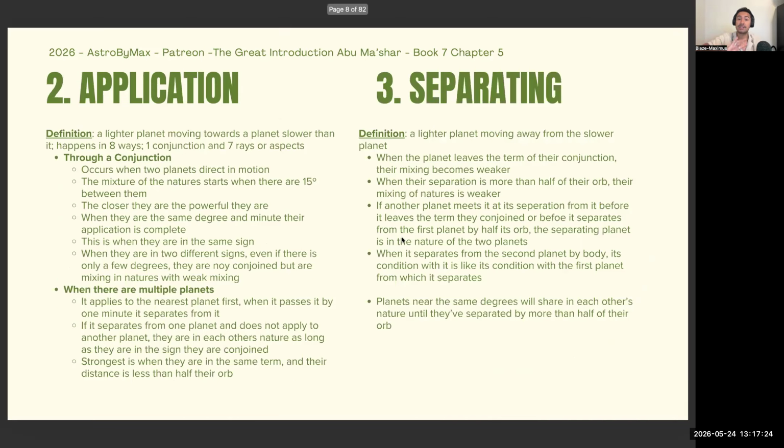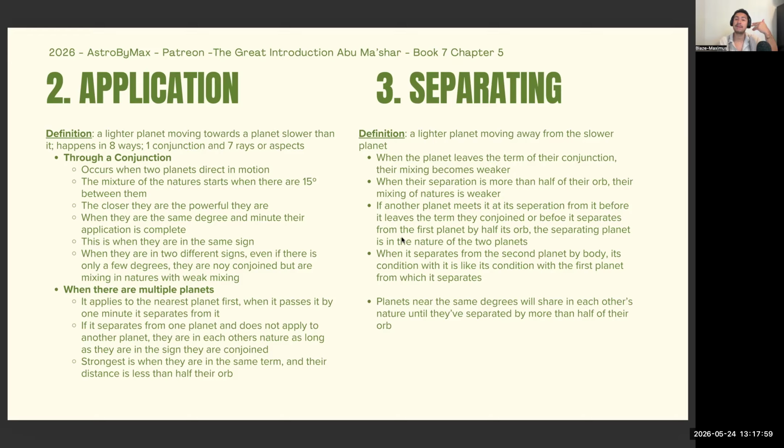And then when we understand the aspects, we use two terms for that. The first one is application and the second is separation. So when judging an aspect, the definition of an application is that it is always a lighter planet moving towards a planet slower than it, and it happens in 8 ways. Notice the 8 ways here: we have 1 conjunction and then the 7 rays and aspects. So an application can happen from any of these 7 directions: the 2 sextiles, the 2 trines, the 2 squares, and the 1 opposition.